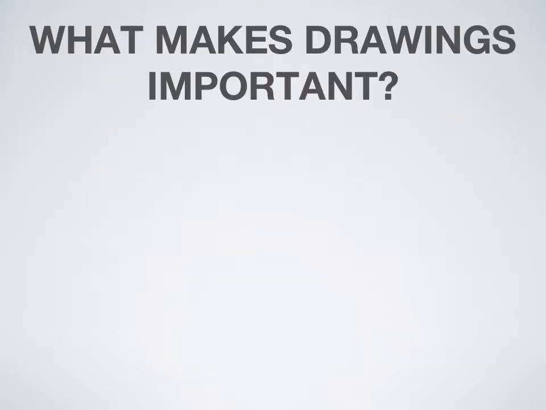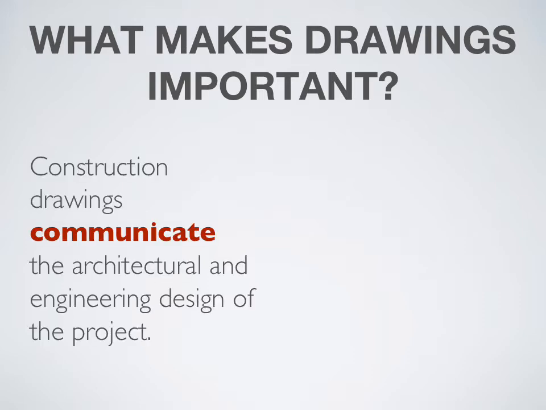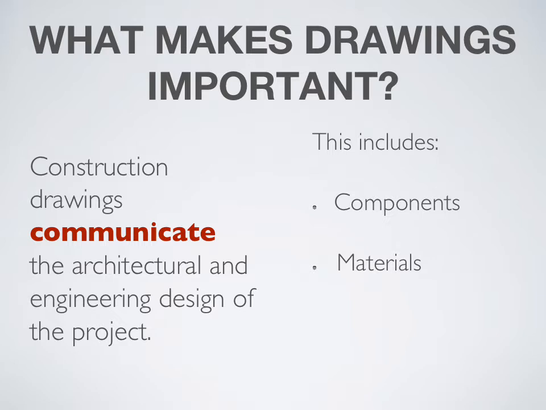So this question here, I think, is now relatively easy to answer. Construction drawings communicate the architectural and engineering design of the project. That key word is communicate. Construction drawings in and of themselves are a type of language that speaks to the person looking at them and tells them how this gets built. However, if you don't know that language, the language in this case being the symbols, abbreviations, line weights, organization, types of drawings, scale and dimensions, it's not going to make any sense.